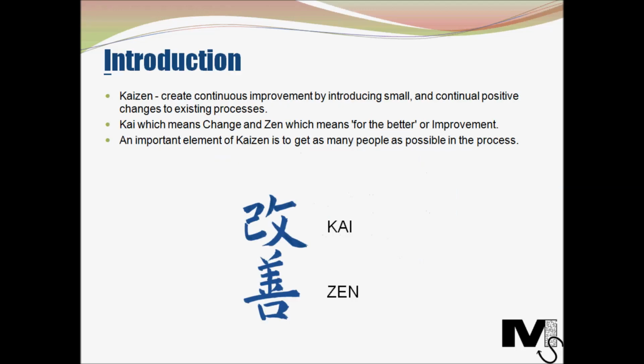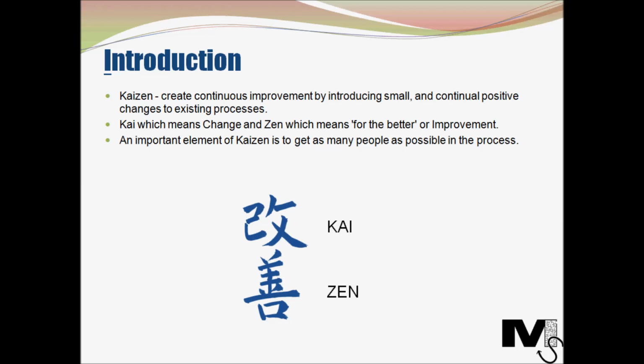Now, Kaizen in the simplest of ways is a lean production approach used to create continuous improvement by introducing small and continual positive changes to existing processes. The word Kaizen is built out of two Japanese words, Kai, which means change, and Zen, which means for the better or improvement. The implied meaning of the term is continuous improvement.